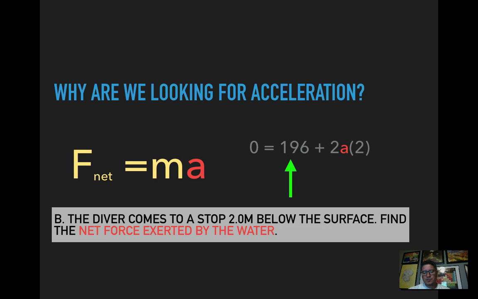So 14 squared is 196. 2 times 2 is 4. And so I'm still looking for a. I'm isolating my variable, so I'm going to move over 196. And now I'm going to divide by 4. And that gives me the value of a, which is negative 49 meters per second squared. And I have negative because that acceleration is going in the opposite direction than the diver. The diver is going down, but the water is pushing up at negative 49 meters per second squared. And the water slows him down pretty quickly, right?